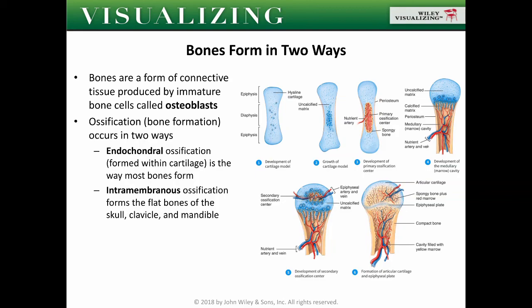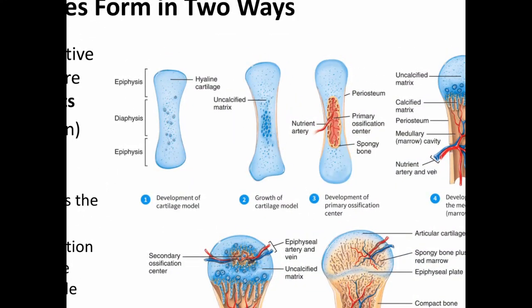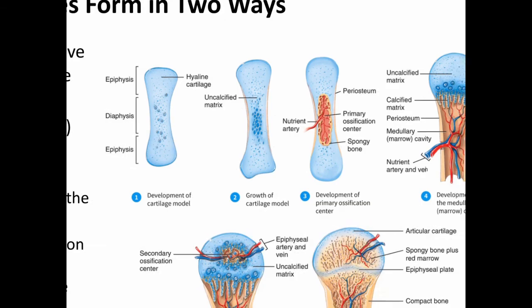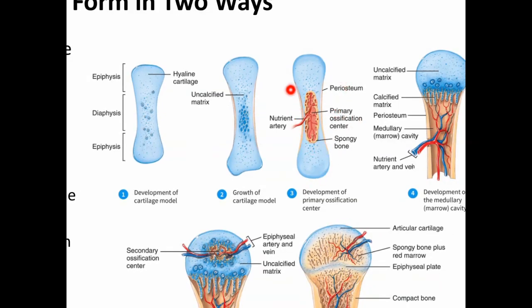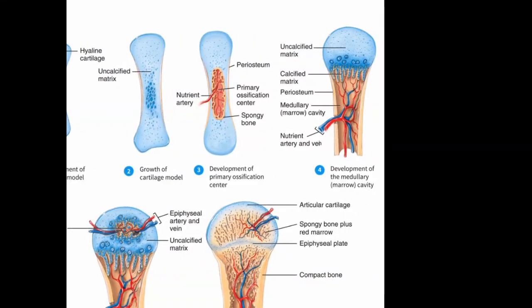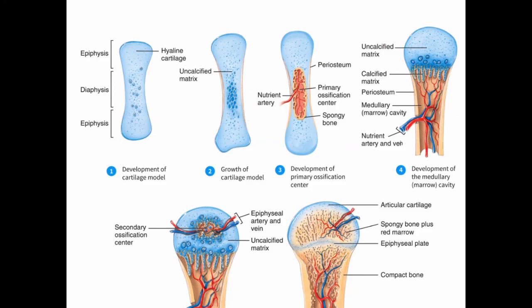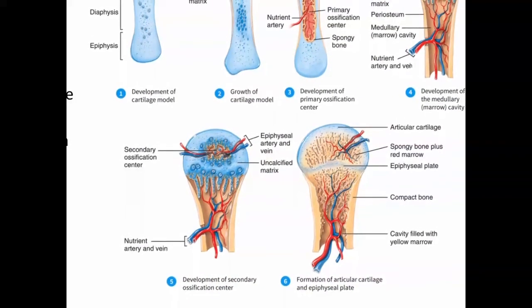Whereas intramembranous ossification is the usual way of formation for the flat bones of the skull, the clavicle, and the mandible. Now, this is your endochondral ossification. You first have your cartilage. Your cartilage will form your matrix that will have a nutrient supply from your arteries, and once you have a steadier supply, you have the mineralization part of your bone.